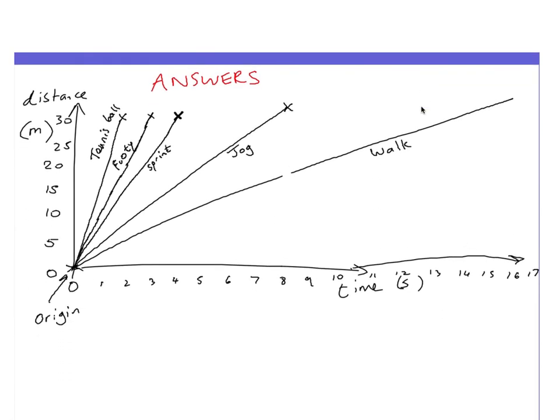So here is the graph. I've done the walk one already and the jog one. The sprint, 30 metres, they did it in 4 seconds. Kick the footy, 30 metres in 3 seconds. And chuck the tennis ball, 30 metres in 2 seconds. What you can see is the tennis ball was the fastest because that's the steepest slope, and these were getting slower, slower, slower, and the slowest is the one where the slope is not as steep.